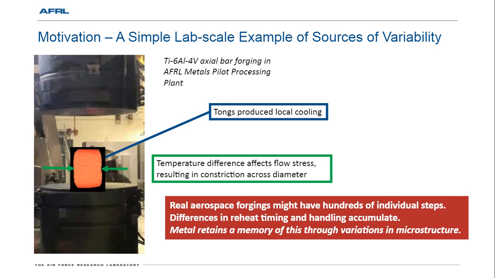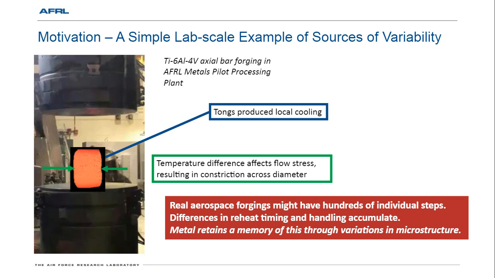So if we were to hit the buttons to start the forge press a little bit earlier, then there might have been even more of a constriction here. Now, this is just a single forging step, and real aerospace forgings might have hundreds of individual steps. Differences in reheat timing and handling will accumulate, and metal retains a memory of this through variations in the microstructure.